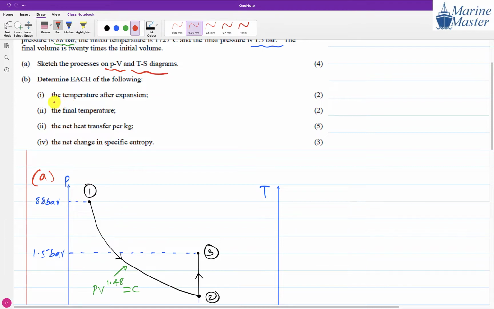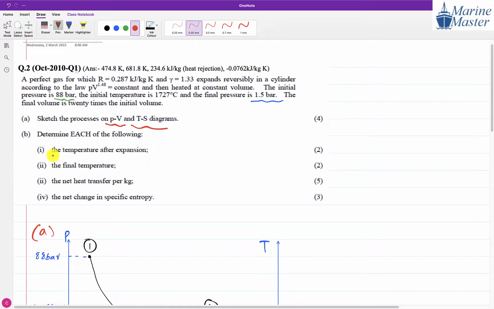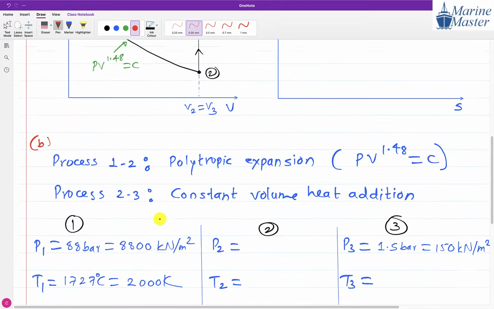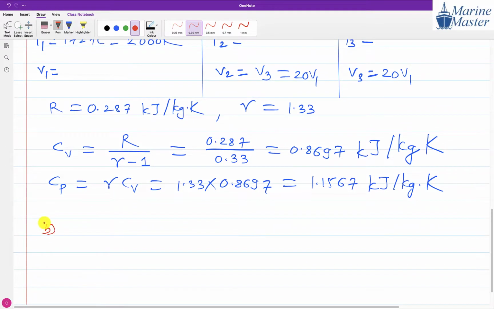Temperature after expansion. What is our expansion process here? 1 to 2. So after expansion means point number 2. Temperature after expansion means the temperature of point 2. So in B's first part, they are asking the temperature of point 2, that is T2. And how to get T2?